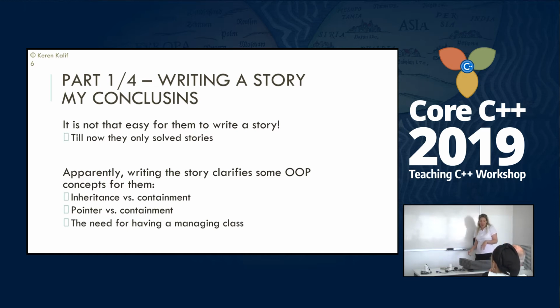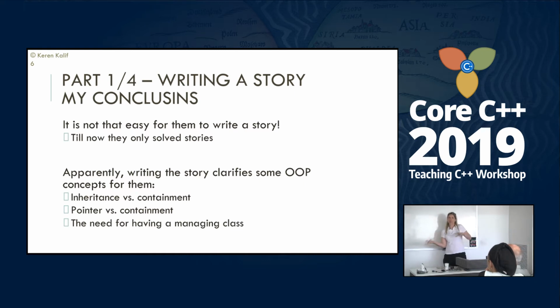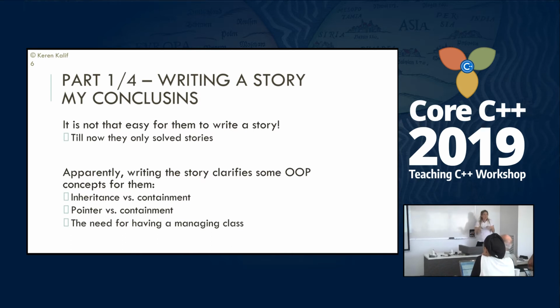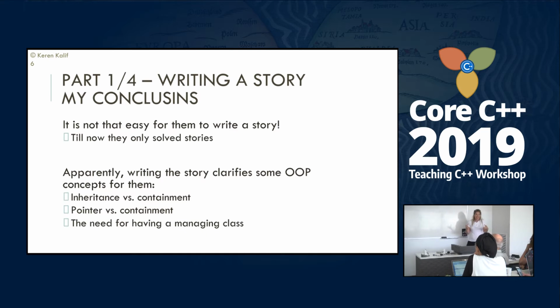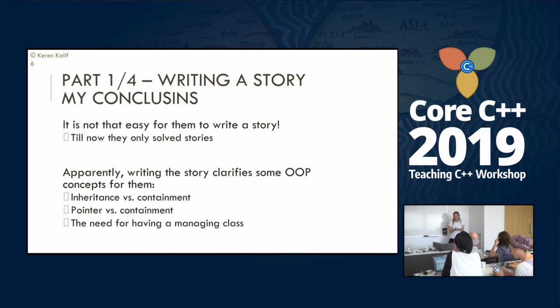And apparently, while they write this story, I see it clarifies some object-oriented stuff for them. They write a story, they think something is containment, then we see it's inheritance; they think it's inheritance, we see it's containment, and only when they struggle with it do they understand the difference. And if it was the first course in which they learn object-oriented, they wouldn't have the ability to do that.